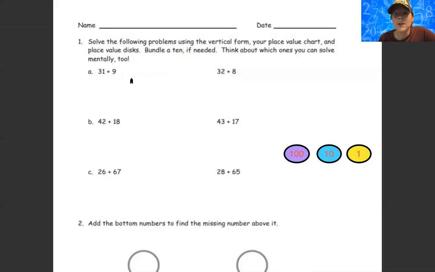So it has 31 plus 9. If we were to write that vertically, it would look like this. 31 plus 9, okay? Now, we start adding in our ones column. So we have 1 one and 9 ones. And I have over here a little mini hundreds chart. So if I were to do 9 ones, I'd have 1, 2, 3, 4, 5, 6, 7, 8, 9.